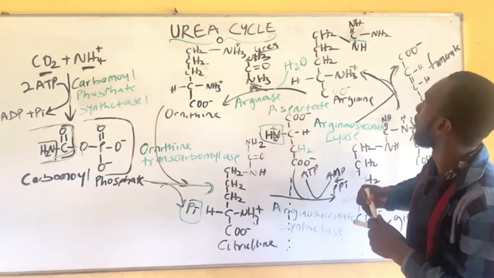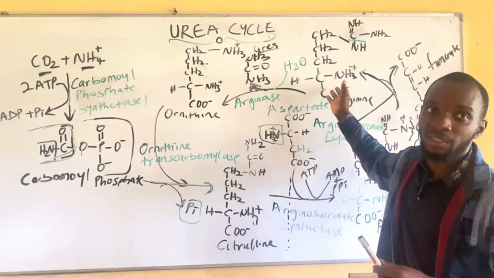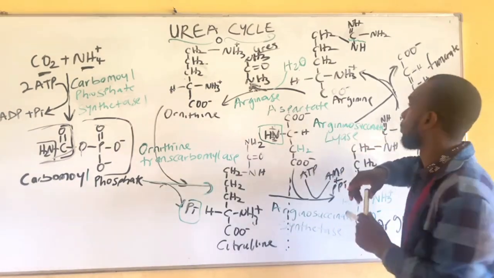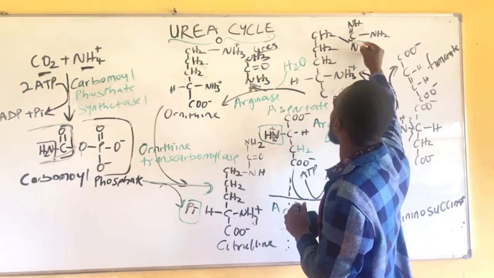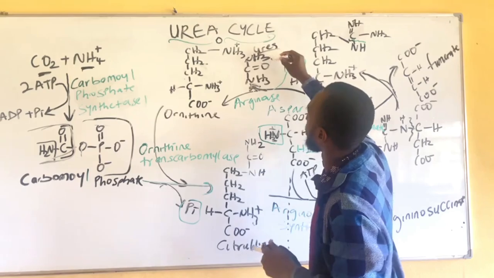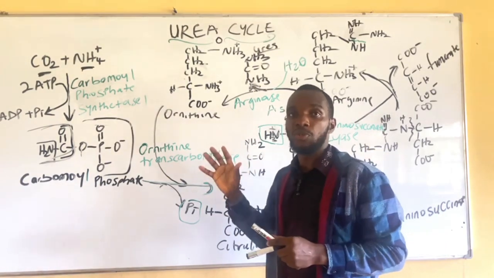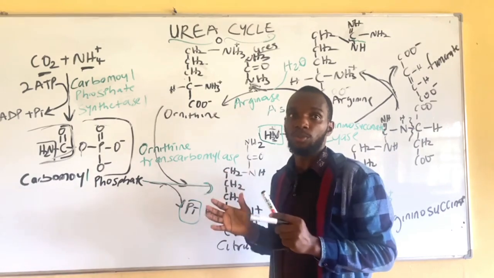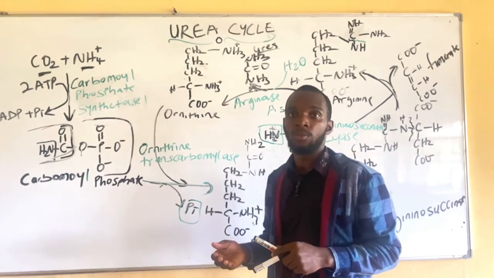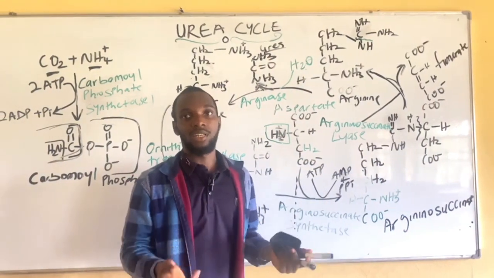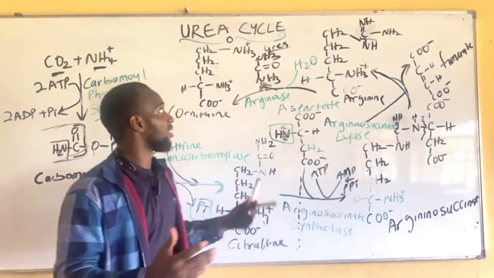The final step of the reaction is the formation of urea, the whole point of this cycle. We split it at this point, and this was the urea leaving. The fate of the urea is that as it is formed, it will enter the bloodstream. From the bloodstream, it will enter the kidney to be excreted as urine. So this is it for the urea cycle.